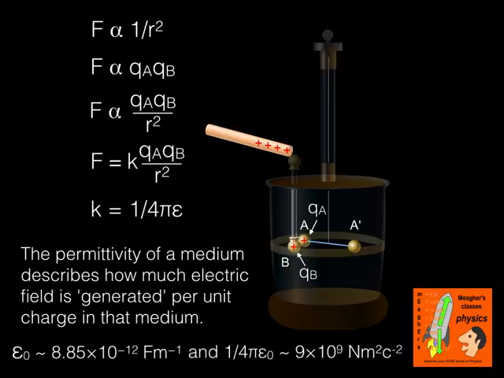Now, you notice that down the bottom I've put epsilon 0. That's the symbol we use for the permittivity of free space, or the permittivity of a vacuum. If it was wax, or if it was glass, or if it was steel, that would have a different value.